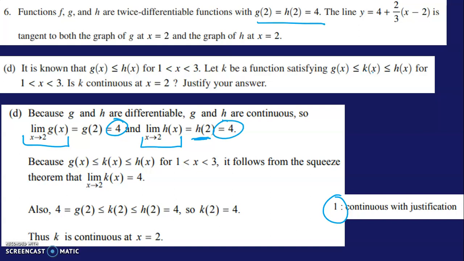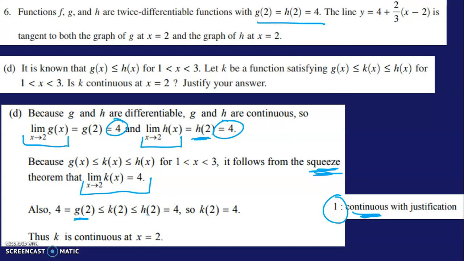And then the problem told us that k was always between g and h. So the squeeze theorem allows us to talk about the limit as x approaches 2 for k. So because g and h both approach 4 as x approaches 2, and k is trapped in between them, k will also approach 4. Now keep in mind that the squeeze theorem only talks about limits. In order to be continuous, you need to have a limit and it needs to be equal to the function value. So we also need to talk about the function value.